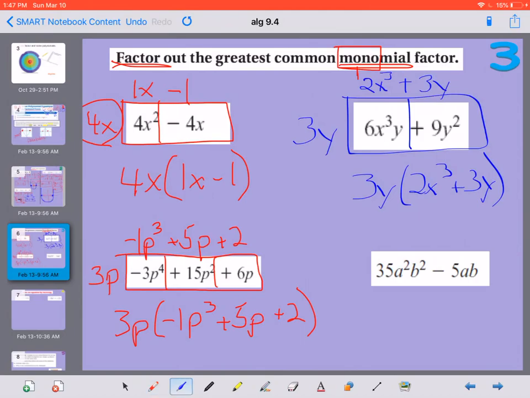Alright, I want you guys to solve that last one. See what you can take out of everything, all the terms on there.